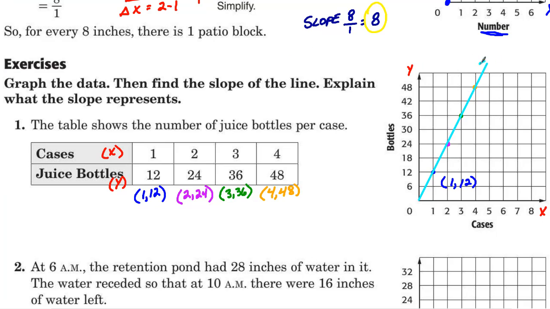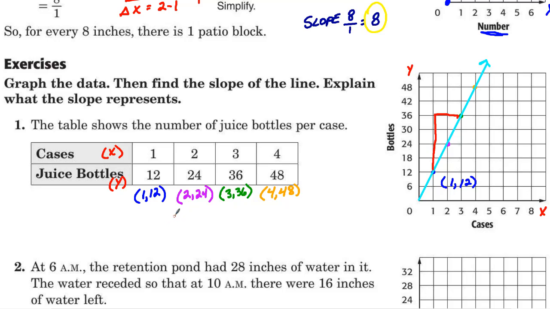We're going to put an arrow, because it also makes sense that if you kept going, if you had 5 cases, 6 cases, 7 cases, and so on. And now we want to find the slope. So we can take any 2 of these and find the slope. Let's take those 2 right there.